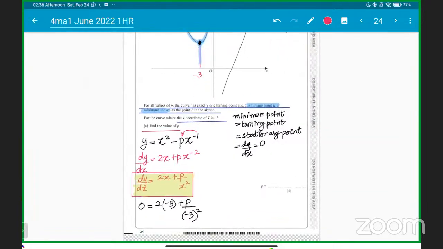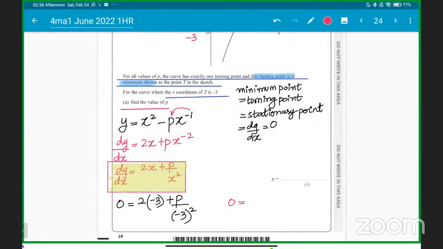Next thing will be, 0 is equals to minus 6 plus p over 9. Minus 3 square will be 9. So again you'll do the LCM there. So 1 times 9 minus 6 nines is what? 6 eights are 48, so 6 nines are 54. Minus 54 plus p, so 0 is equals to minus 54 plus p divided by 9.